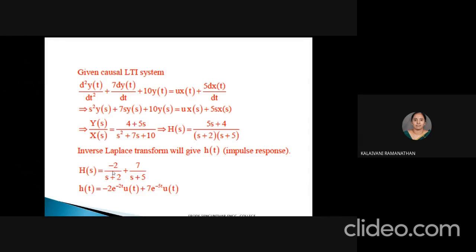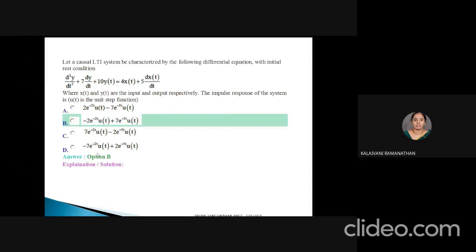So when you apply inverse Laplace transform, it will be equivalent to minus 2 is a constant, and 1 by s plus 2 means it is e power minus 2t u of t. Similarly, 7 is a constant, and 1 by s plus 5 is e power minus 5t u of t. So you have to choose this option. It is provided in the second option. So option B is correct.